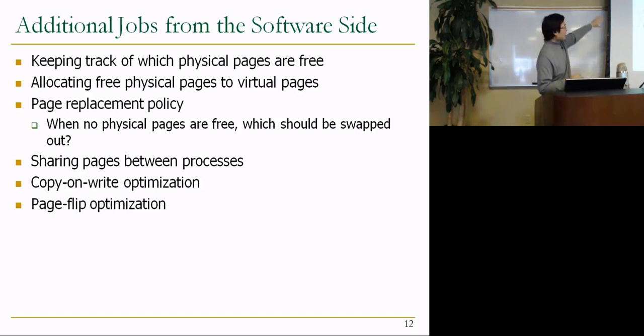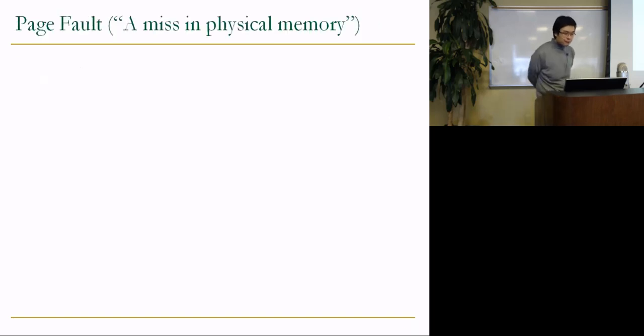And then you have to make sure you replace the page that would have the least performance impact to the system. And how are you going to handle sharing between processes when they have shared addresses? And these two are additional techniques that you can use in order to get better performance out of your system. This is copy-on-write optimization and also page flip optimization.